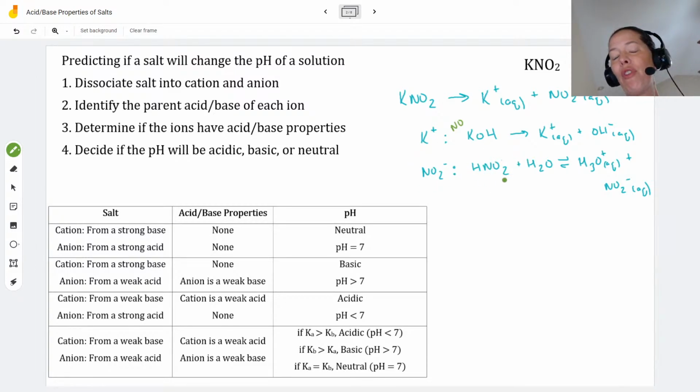Again, this came from nitrous acid, which is a weak acid. That means it is in equilibrium.